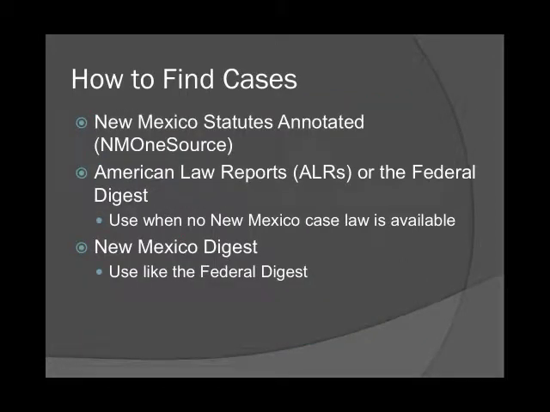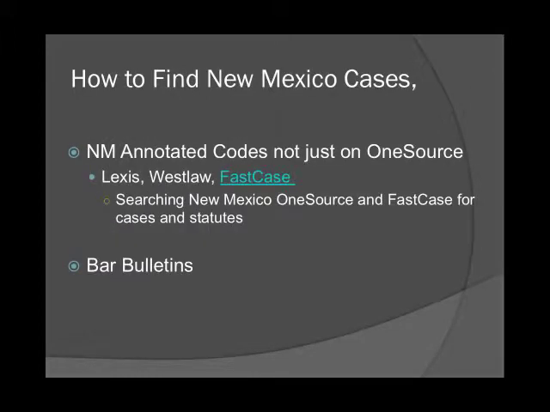You can also find cases using the New Mexico Statutes Annotated through New Mexico OneSource, but you can also do that in print. Remember that you can find cases through annotations like in American Law Reports or the Federal Digest. Remember that you can use the Federal Digest when no New Mexico case law is available because, again, we're not a very litigious state. You can use the New Mexico Digest. You use it like the Federal Digest because it's organized in the same way, because it's published by West.